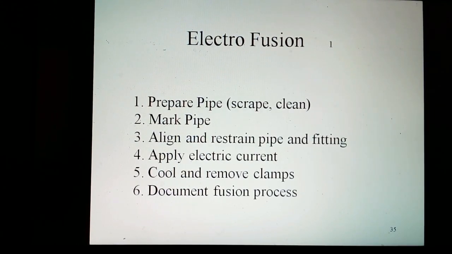General steps to be followed when performing electrofusion joining are: Step 1. Prepare the pipe by scraping and cleaning. Ensure the pipe ends are cut square when joining using electrofusion couplings. The fusion area must be clean from dirt or contaminants. This may require the use of water or 90% isopropyl alcohol.